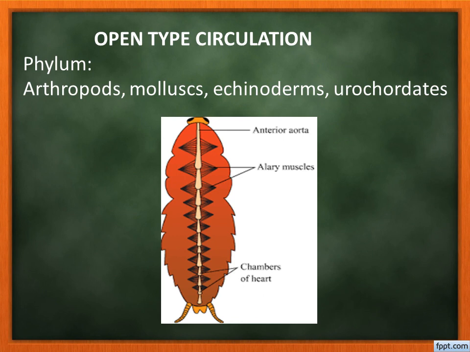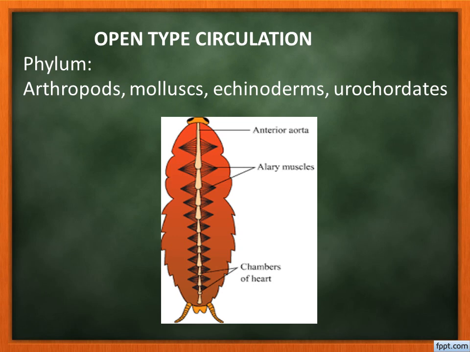regarding the circulatory system. So the circulatory system also has two types. One is open type circulation, another one is closed type circulation. Open type circulation means, here I explain one figure, that is the circulatory system of the cockroach. This cockroach comes under the phylum Echinodermata, right? So here what is there? In this open type of circulatory system, there are no blood vessels, no capillaries will be found, right?